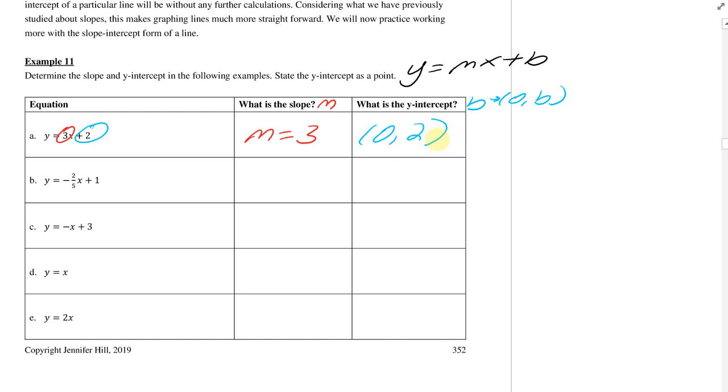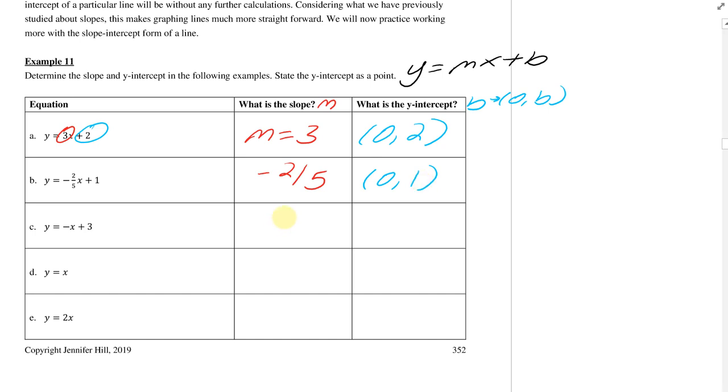If I do one more of these with you, looking at b, -2/5 x plus 1, what's my slope? My slope is -2/5, and then my freestanding number is this 1, so as an intercept, this would be (0, 1). So why don't you try the next 3, hit play when you're ready.